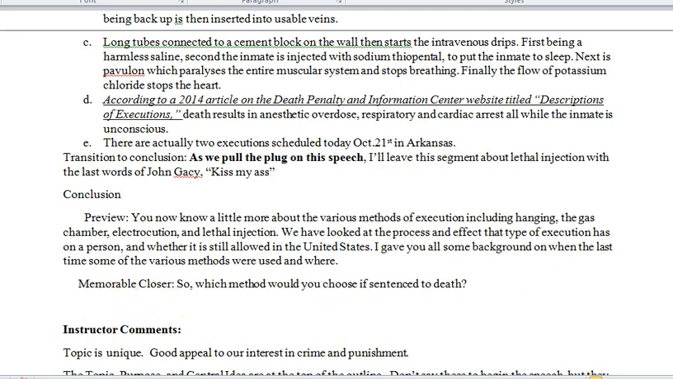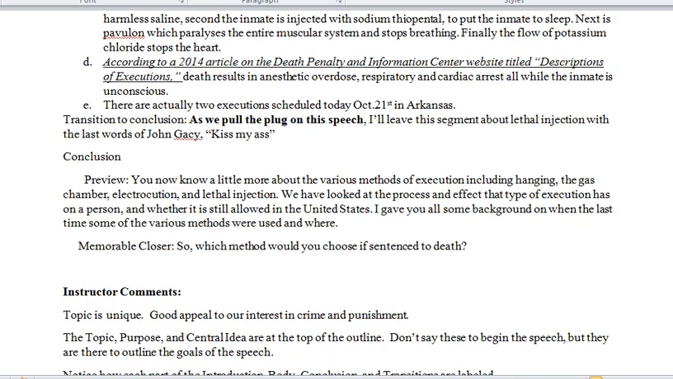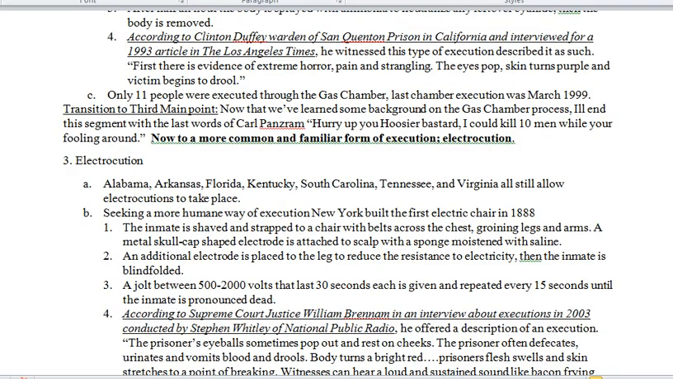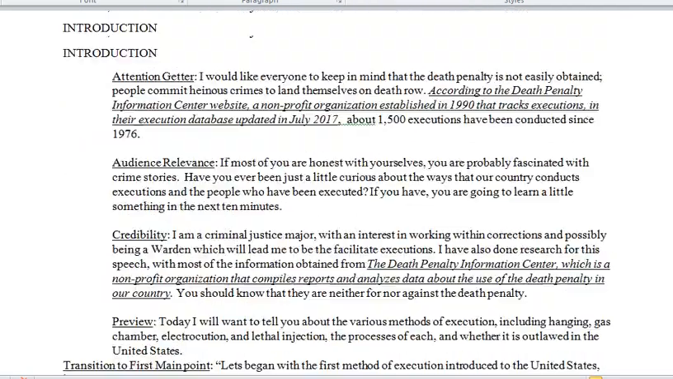Here's something simple. So which method would you choose if sentenced to death? Okay, I'm using a kind of a rhetorical question. Not bad. It gets the audience to think about something. Okay, and I'll let you go ahead and read through the comments. So this is what a preparation outline looks like. This is what we're talking about.